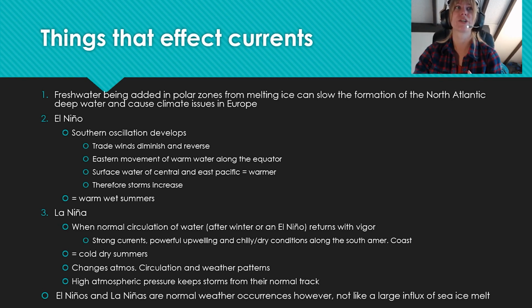So El Niño is when a southern oscillation develops, where trade winds diminish and then reverse. And the eastern movement of warm water along the equator starts to happen. And surface water of central and eastern Pacific areas becomes warmer, which increases the amount of storms they get, which means much warmer, wetter summers.